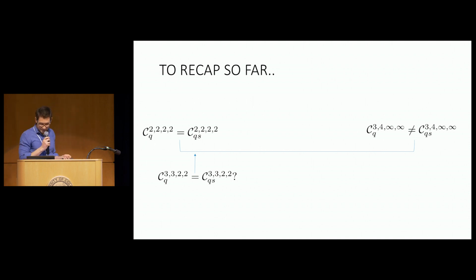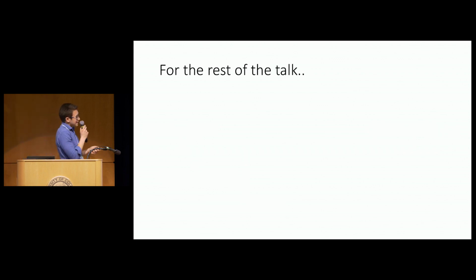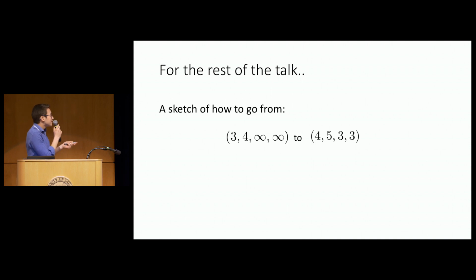What we show is that if you go to slightly larger question and answer sets, 4,5,3,3, you get a separation between finite and infinite dimensional quantum correlations. So basically, for the rest of this talk, I will give you a sketch of the most important ideas on how we go from a separation on 3,4-infinity,infinity to a separation on 4,5,3,3.